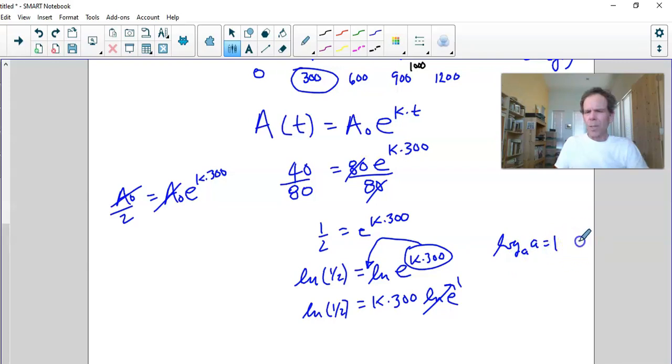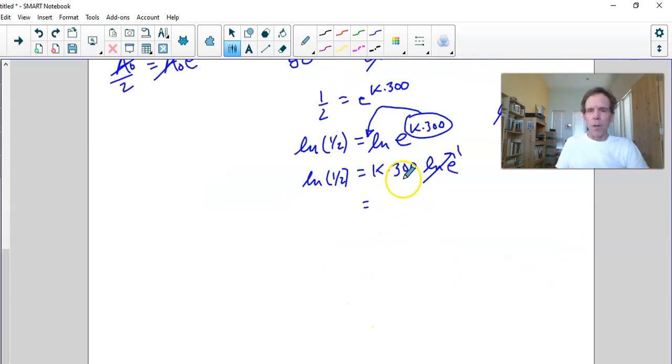Why is that? That's because a to the first is a. Well, we have log base e of e is 1. ln of e just means log base e of e. All right, so that's 1. Hey, we're almost there. All we have to do is divide both sides by 300, and we'll be able to get k.